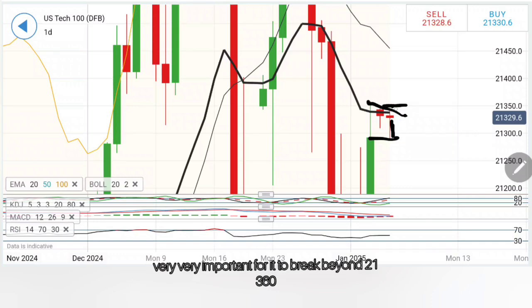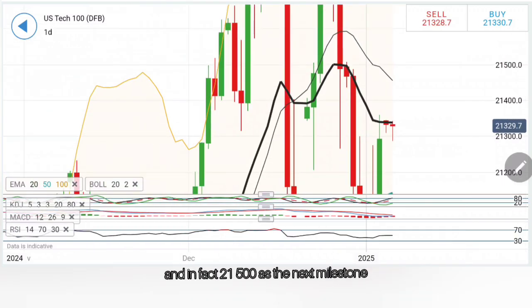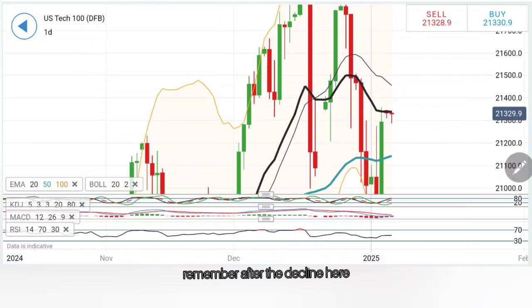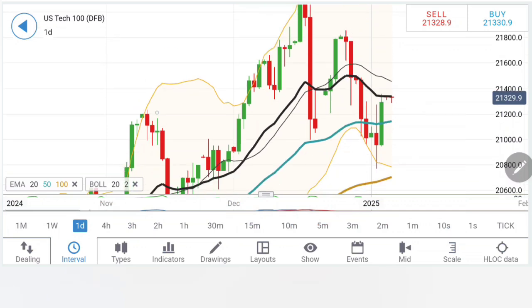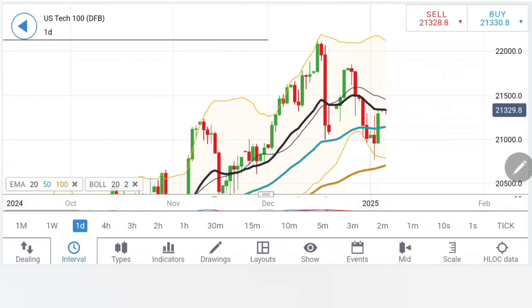Also on the upside, it is very important for it to break beyond 21,360-400, because once it turns green, we can look forward to 21,440, 460, and in fact 21,500 as the next milestone. Remember, after the decline here, first bullish candle, and now if it breaks out, it is going to deliver a strongly bullish candle, which can in fact take it towards 21,600 as well.